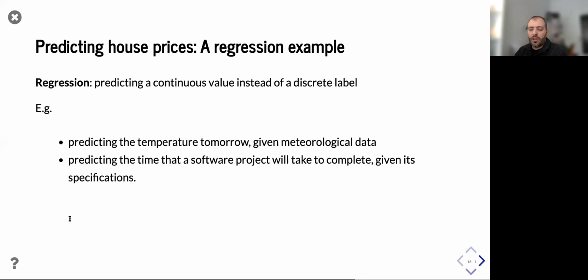So a few words, first of all, let's see what regression is, then I will describe shortly the dataset. Regression is when we try to predict a continuous value instead of labels. For example, if we want to predict the temperature that we will have tomorrow, given some meteorological data of today, temperature is a continuous value, so we have a regression problem. If we want to predict how much time it will take for a software project to complete, given the specifications, since time is a continuous variable, it is a regression example.